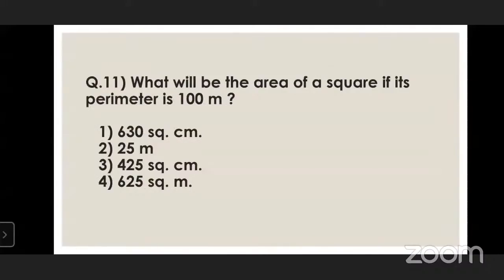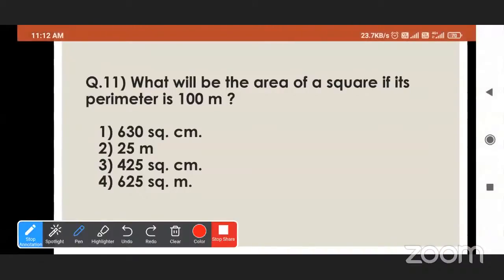Now question number 11. What will be the area of a square if its perimeter is 100 meter? See here, the perimeter of the square is given. P is given, that is 100 meters. So we know the formula for the perimeter of a square is 4 into side. Yes, because all the sides are equal. So this is the formula for the perimeter of a square.